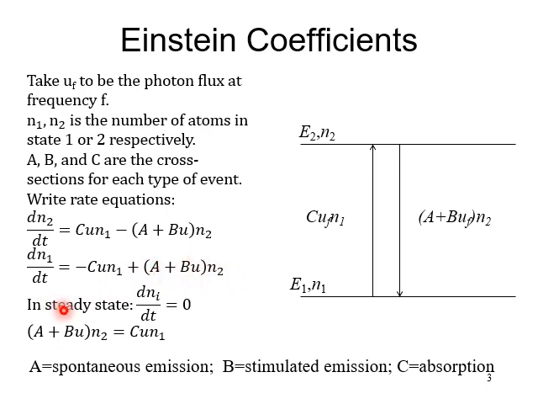And in steady state, the rate of change of each of these things is the same. Because I have only two levels here, it turns out that these two equations end up yielding the same relationships. But in steady state, the rate of change is 0. So that means that in steady state, thermal equilibrium, these coefficients, A plus B times the photon flux times the number in the upper state, is equal to C times the photon flux times the number in the lower state. Those two effects: the rate at which it goes up must be equal to the rate at which it goes down.